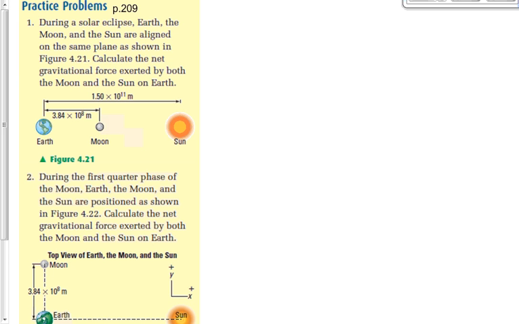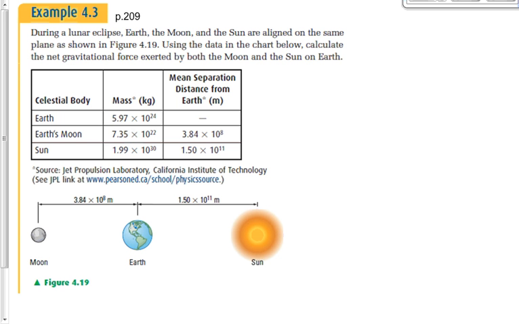Let me give you some data for the Earth, the Moon, and the Sun, because that comes from the example that's actually in your textbook that we decided not to use. Give you some data from that, and then I want you to try to tackle question number 1 on page 209.